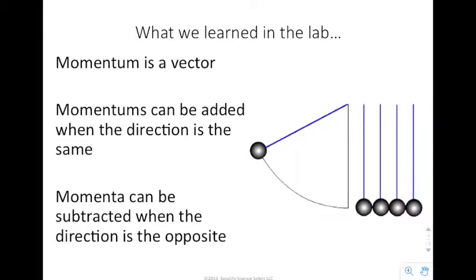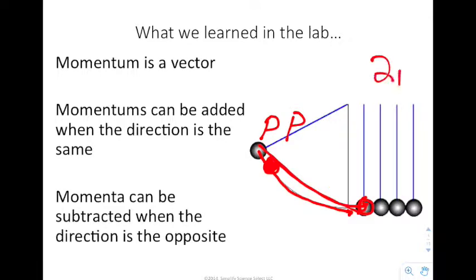Now, what we learned in the lab, we learned that momentum is a vector, and we learned that momentums can actually be added when the direction is the same. So if you take one ball and lift it up, it's going to strike the rest of the objects with a certain amount of momentum. But if you take the second ball and you move the second ball up so that now there's two balls right here, now you have the momentum of two objects, the momentum of the first ball and the momentum of the second ball. When they hit, they're going to strike the Newton's cradle with twice the original momentum. So momenta can be added and subtracted based on the direction in which they go.